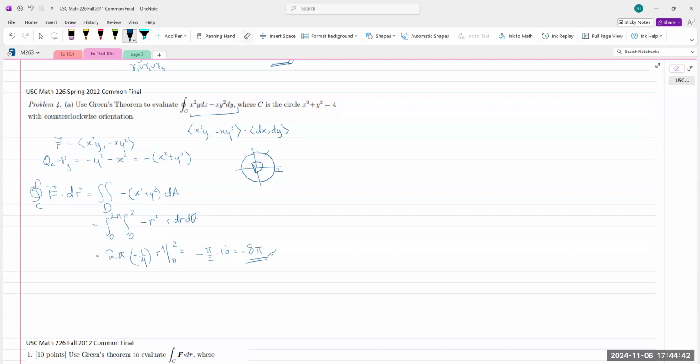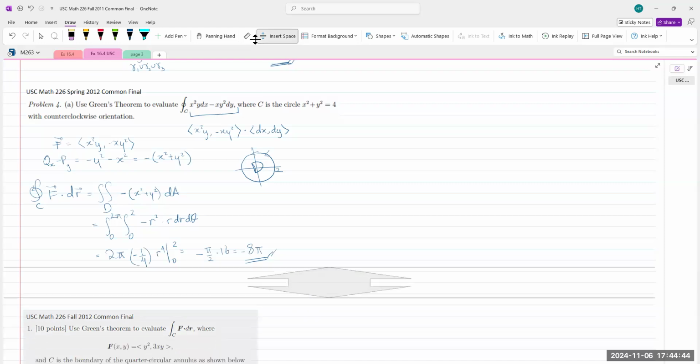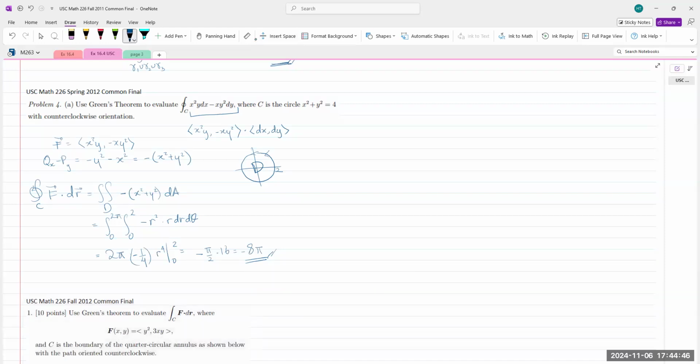Too easy. Good thing they don't tell us to do it directly, you know. But should we try to do it directly? Give it a try. Okay, so this circle, the path C, may be parameterized. No, I don't recommend you do this, but if I do it, then it will be as follows.